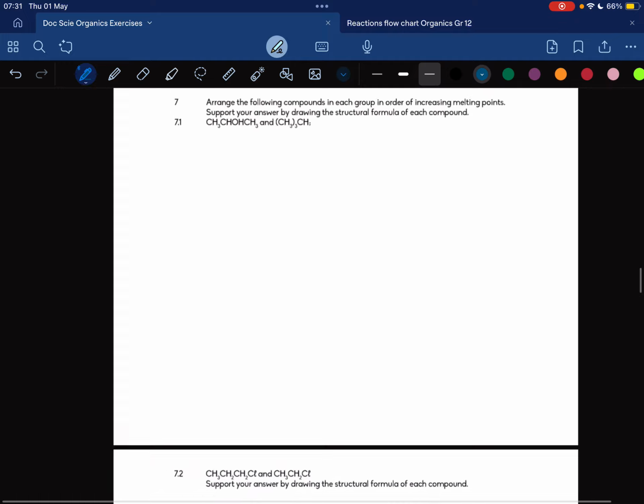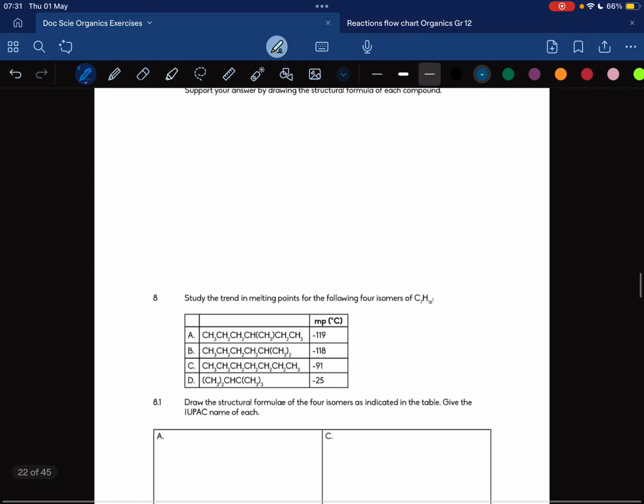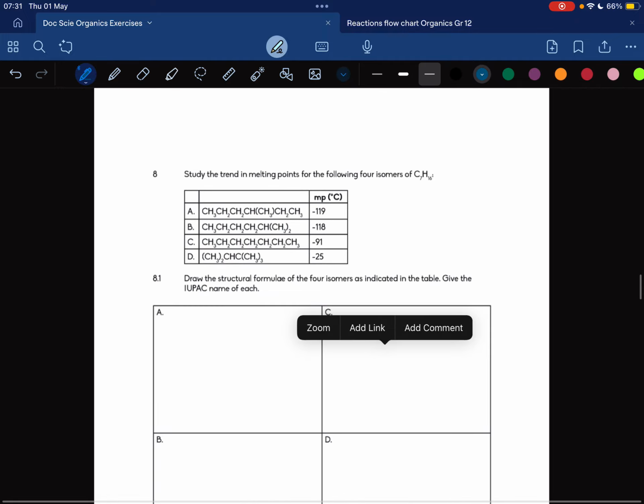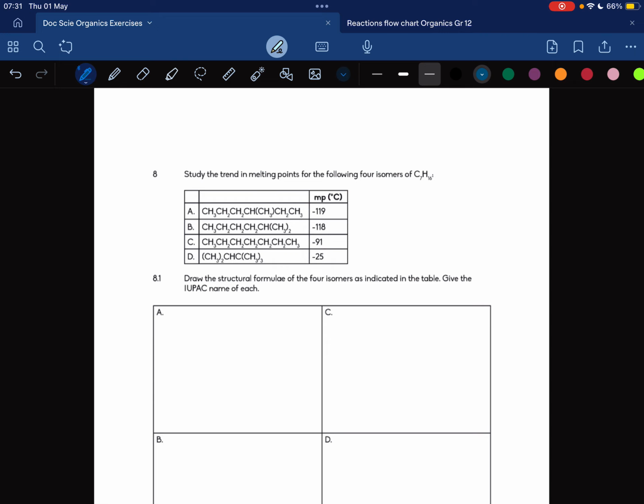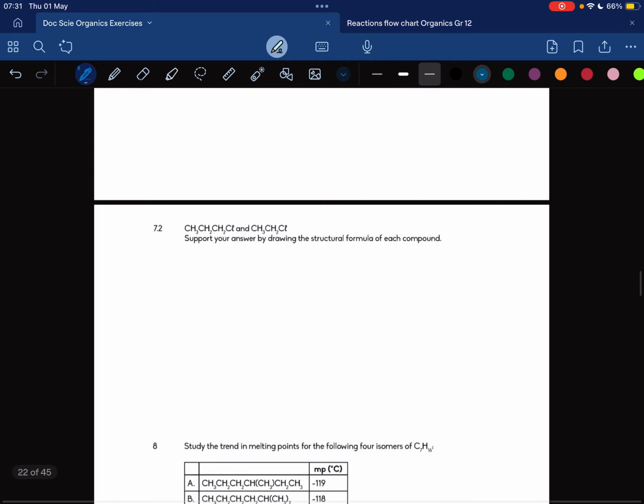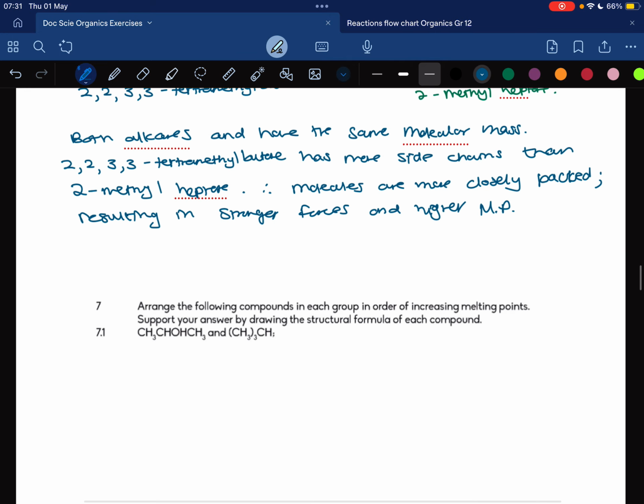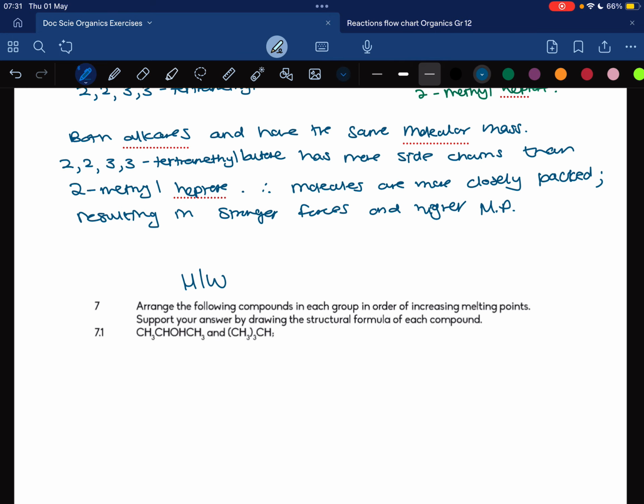Okay, so I'm going to leave it there for now. So for your homework, so that you can practice, I'm going to give you the rest of this activity. So it means from number 7 until number 10.